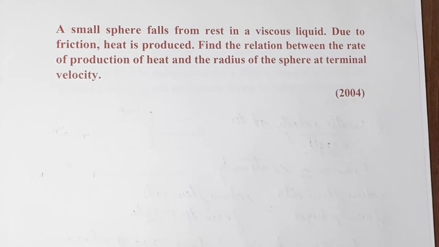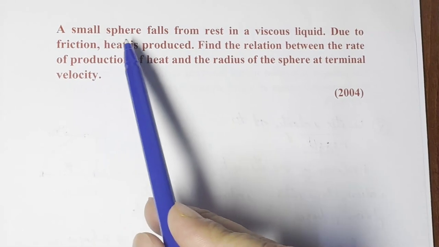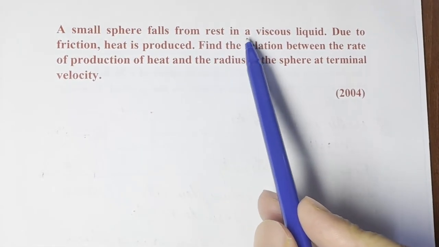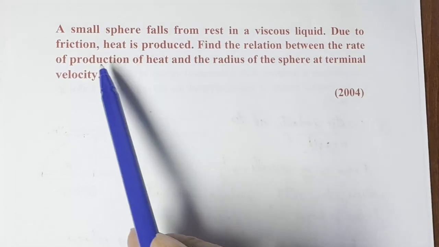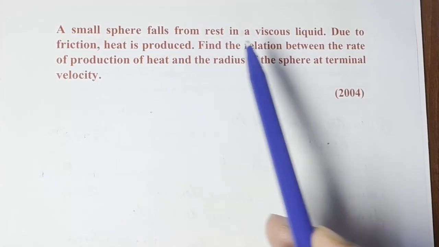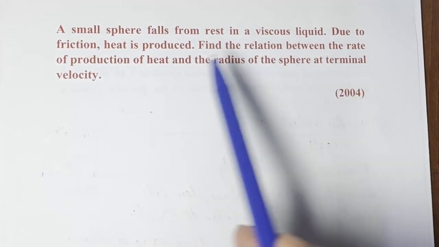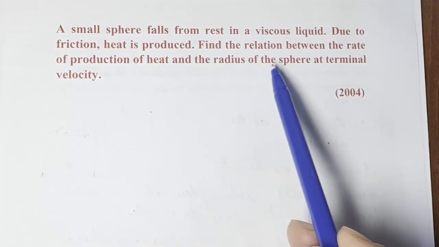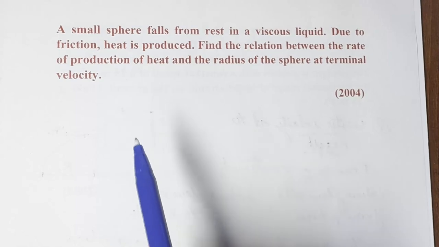Hello friends, today's question. A small sphere falls from rest in a viscous liquid. Due to friction, heat is produced. Find the relation between the rate of production of heat and radius of sphere at terminal velocity.